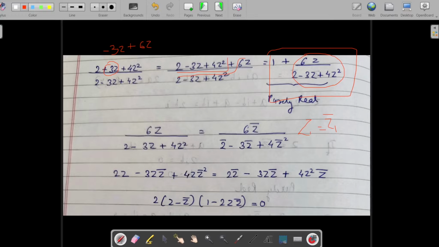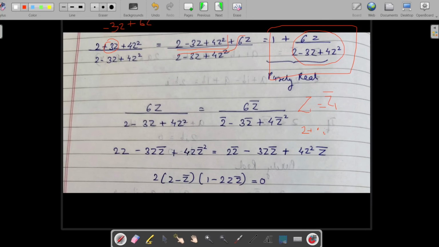So we will just distribute bar on individual terms: 6z bar, 2 bar, 3z bar, 4z square bar, and 2 bar is basically 2 because it's a purely real number. So it's basically 2 plus 0i. So its conjugate will also be 2 minus 0i, which is 2 basically. Now we cross multiply and we get this equation. We simplify it. You can try it, it is very easy. You simplify it and get 2 into z minus z bar into 1 minus 2z z bar is equal to 0.